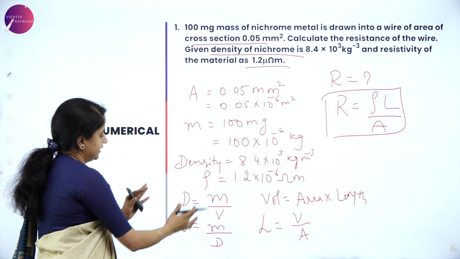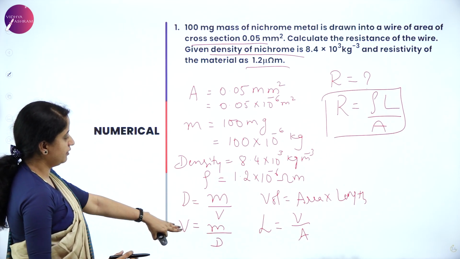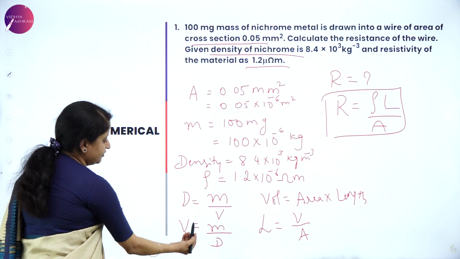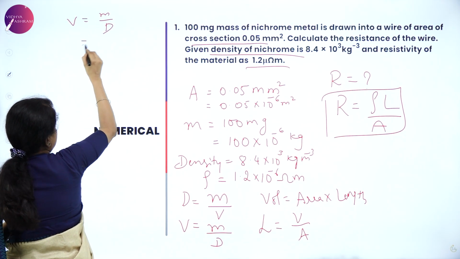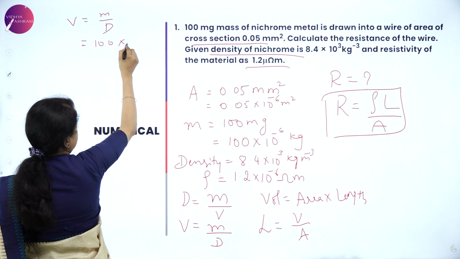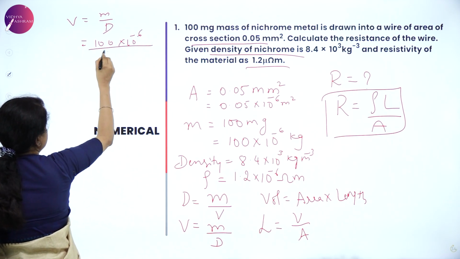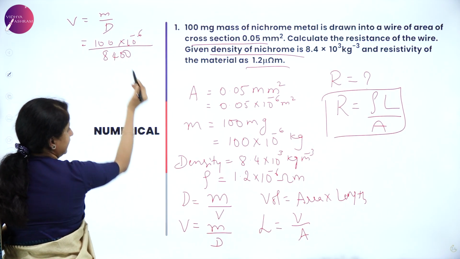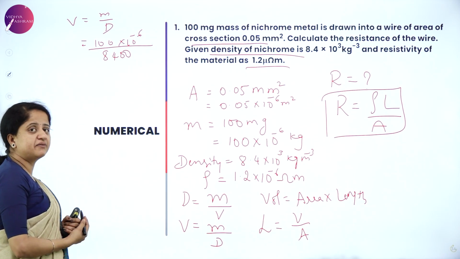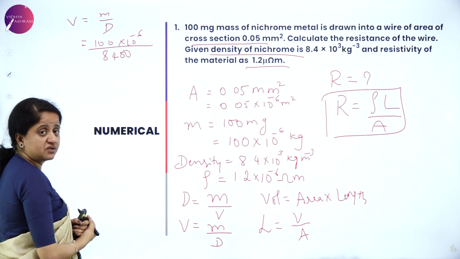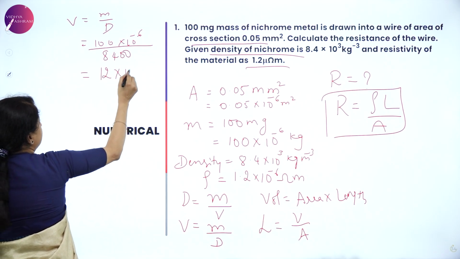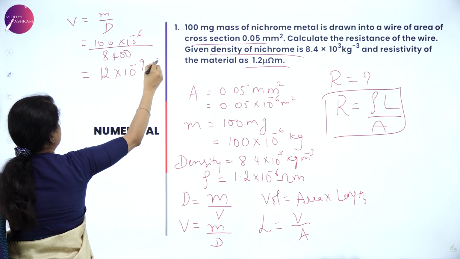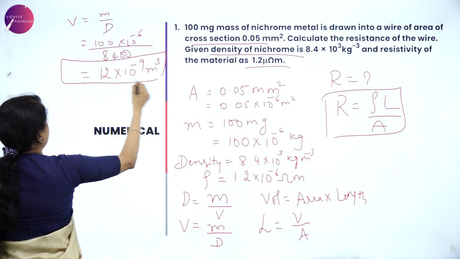So let us now find out the volume with the help of this formula. So what's the formula for volume? It is mass divided by density. What is mass? It is 100 into 10 power minus 6 and density is 8400 kg. It is 8.4 into 10 power 3, which is nothing but 8400. Solving this, we will get 12 into 10 power minus 9 meter cube. So this is our volume.